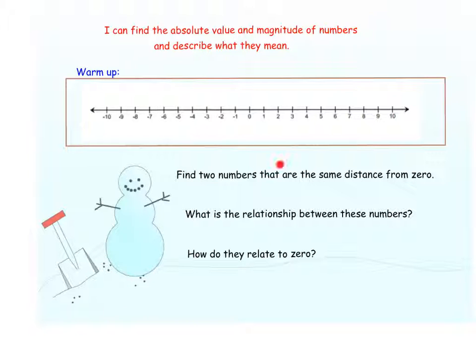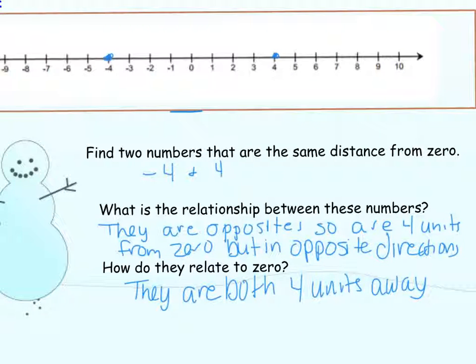And I want you to do these 3 problems, please. Alright, so this is what I decided to use. I decided to use -4 and 4. And the relationship between them is they're opposites because they're both 4 units away from 0 but in opposite directions. So how do they relate to 0? They're both 4 units away but in opposite directions.